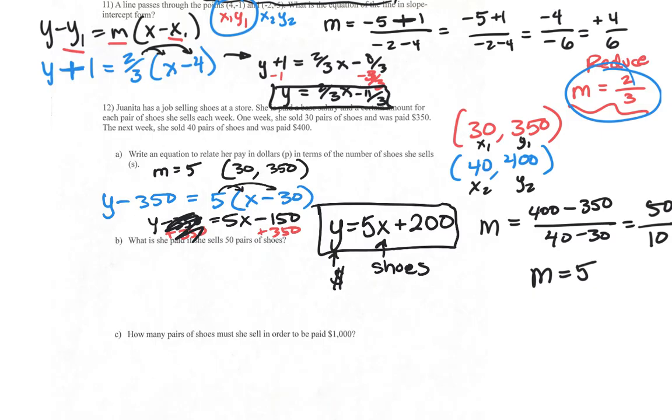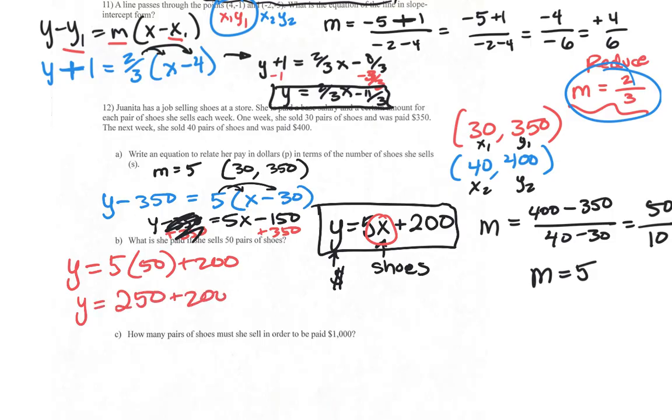Okay. What is she paid if she sells 50 pairs of shoes? Well, that would be a 50 for x. So y equals 5 times 50 plus 200. It's 250 plus 200. Juanita would make $450 if she sold 50 shoes.